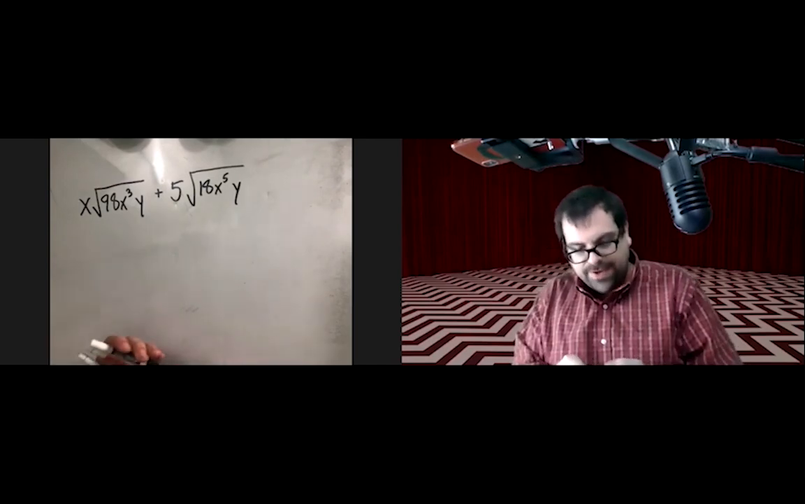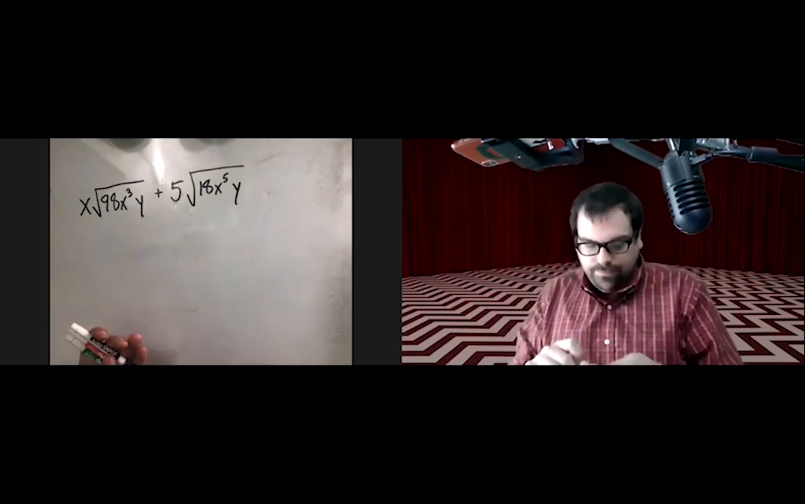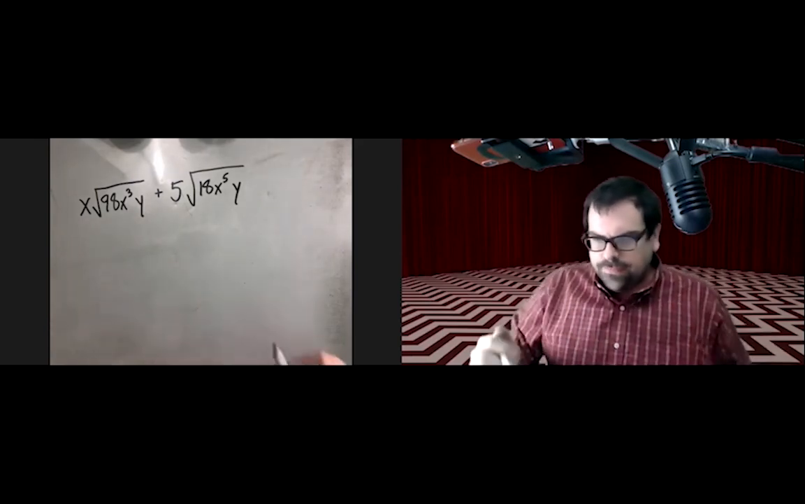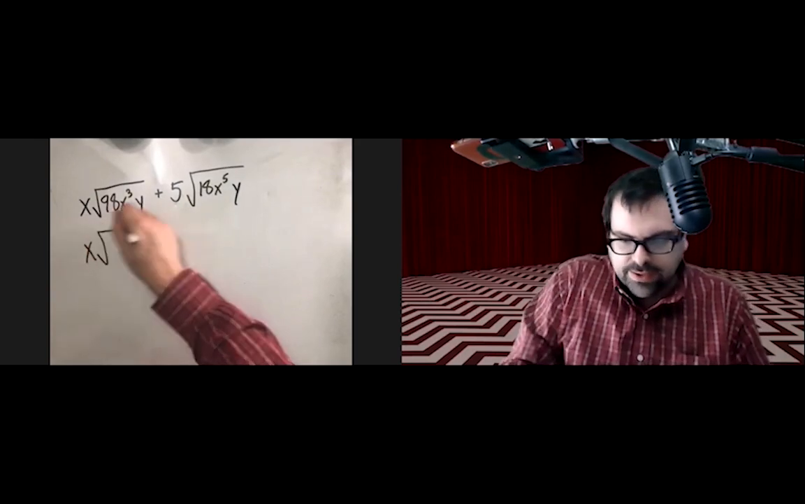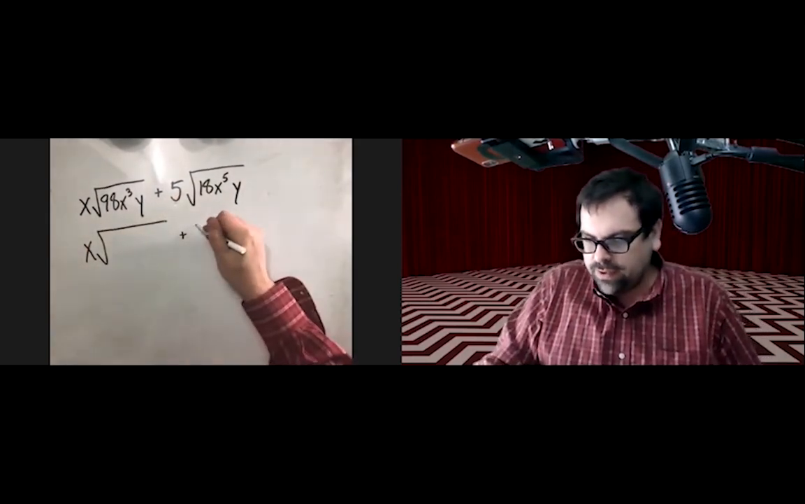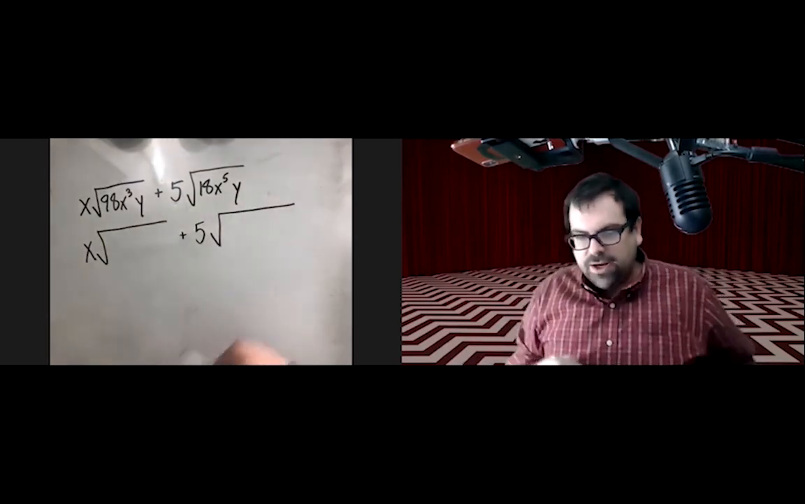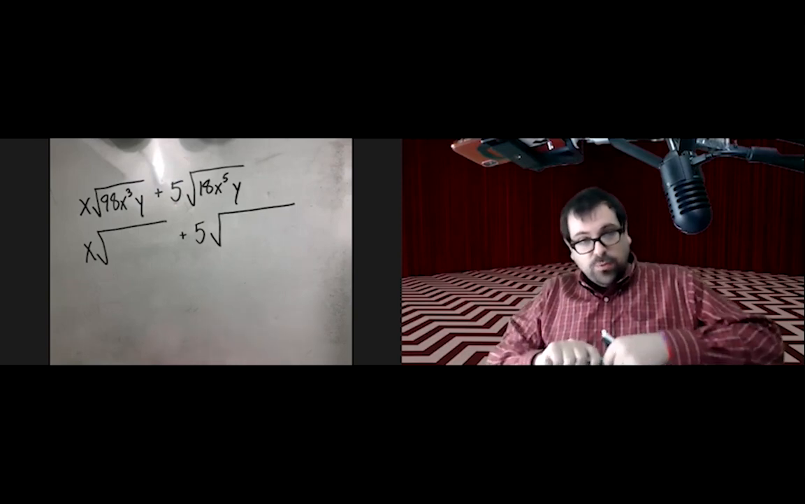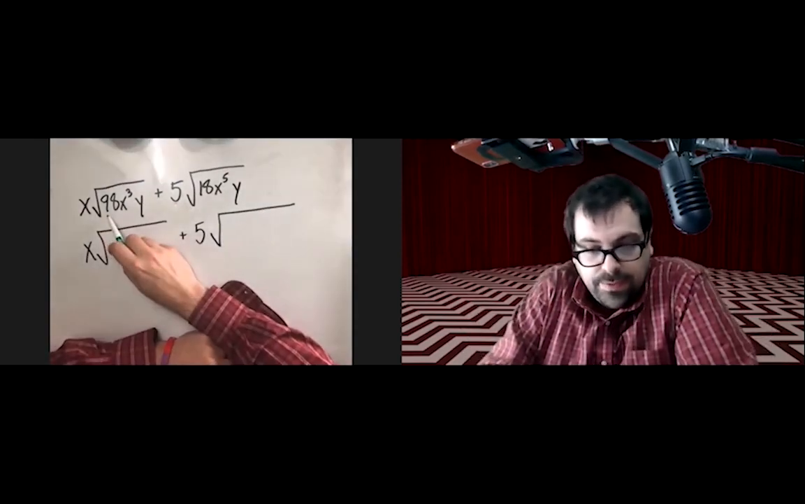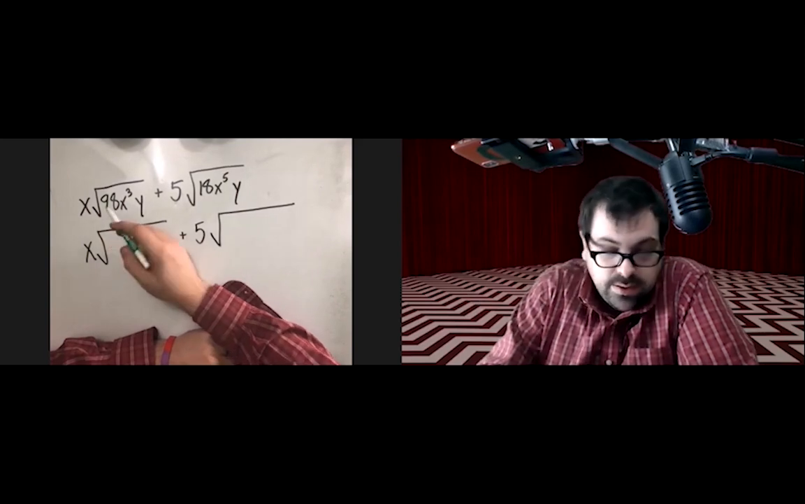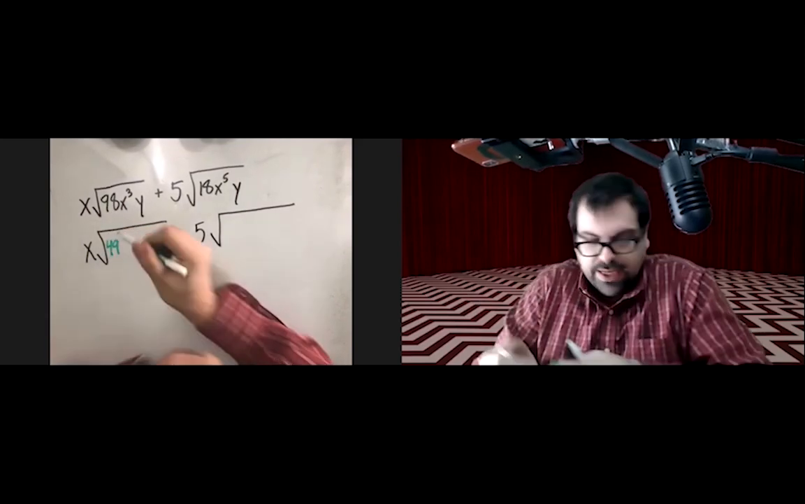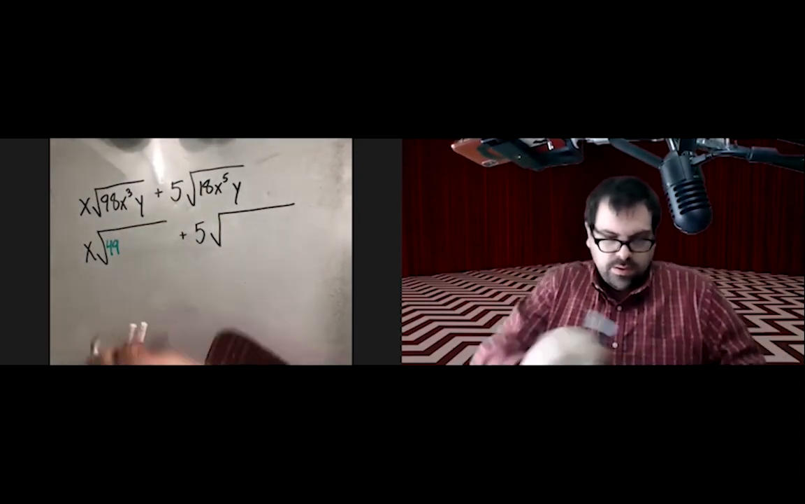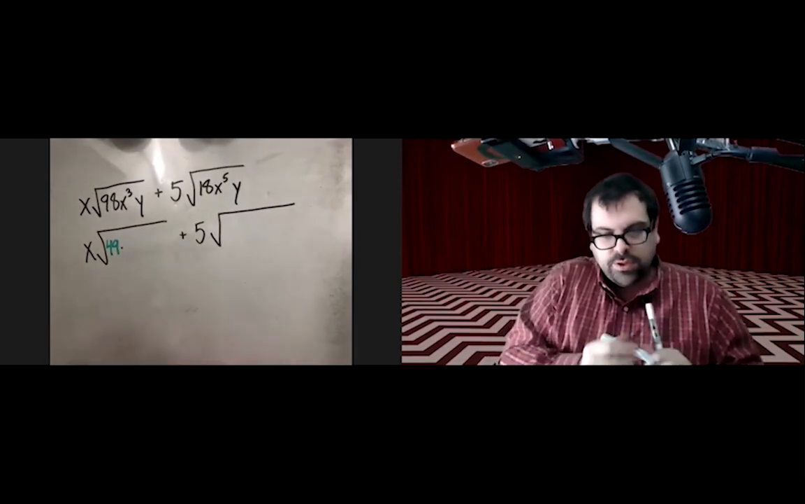So we attempt to simplify like we did, so it's going to be x radical something plus 5 radical something. Perfect square factors are what we're looking for. 98, that's 49 times 2.